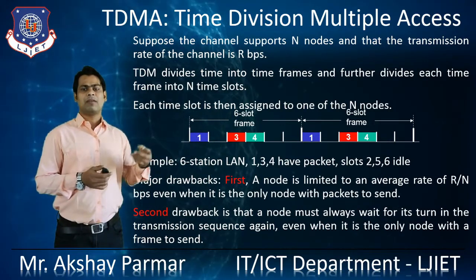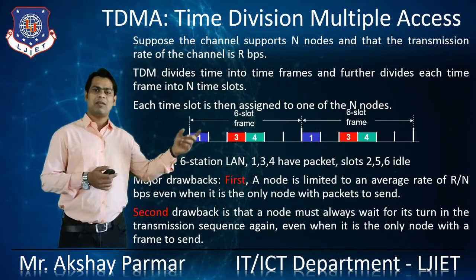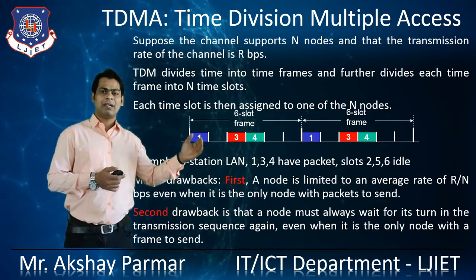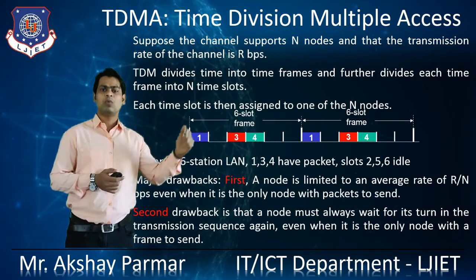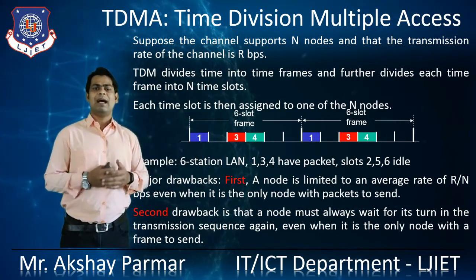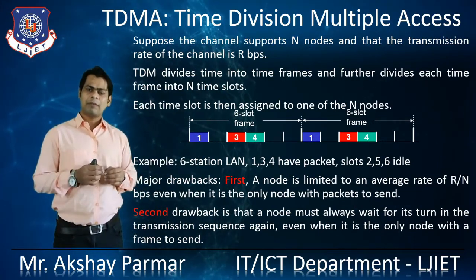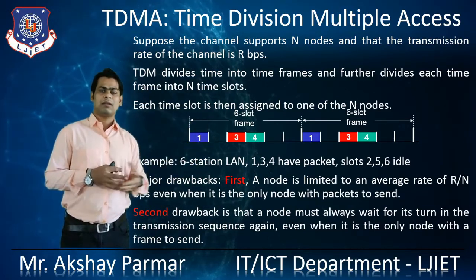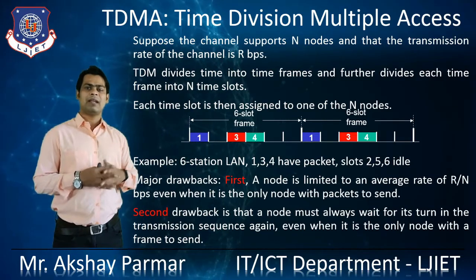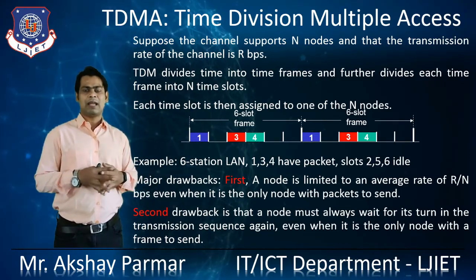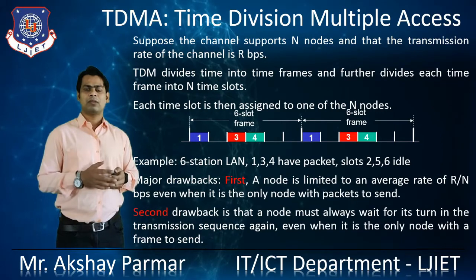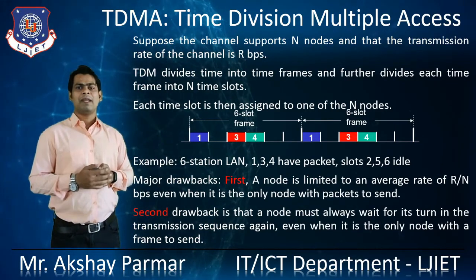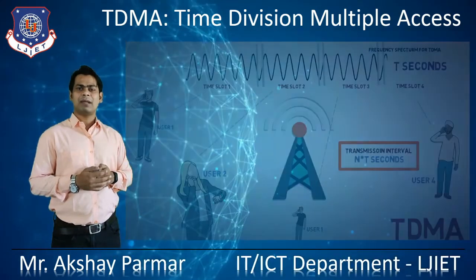So let's take an example. If we have only one node to send data, node 1 is sending the data. After that, slots 2, 3, 4, 5 and 6 are idle slots, and the node has to wait for its turn in the next frame. So it has to wait, and there is a wastage of time slots. This is the major drawback of TDMA, the time division multiple access.